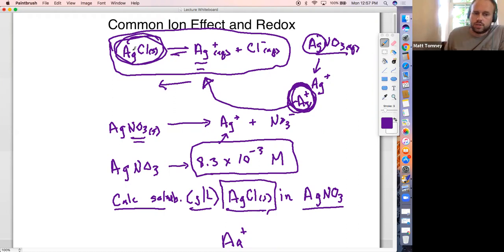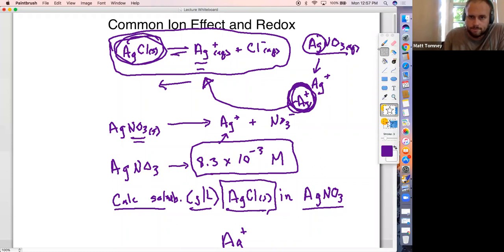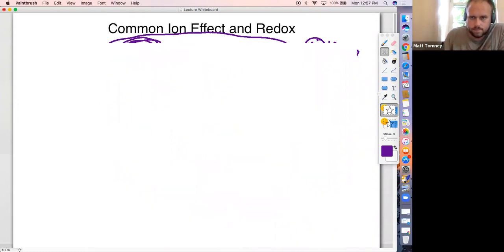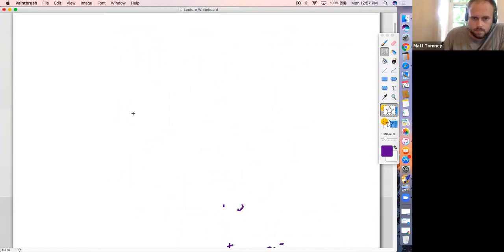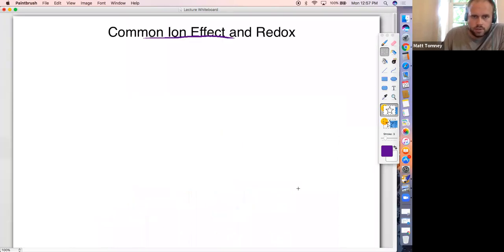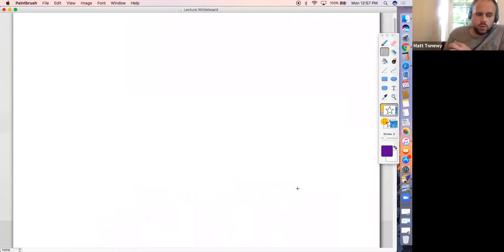Now, we're going to switch gears here, and we're going to look at redox reactions. So I'm going to walk you through a single redox reaction, and then we will talk about this some more on Thursday. So let me clear this briefly. All right. So switching gears, we're now going into the electrochemistry portion of lecture.